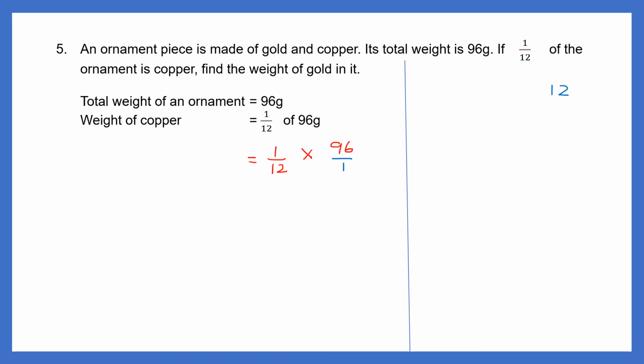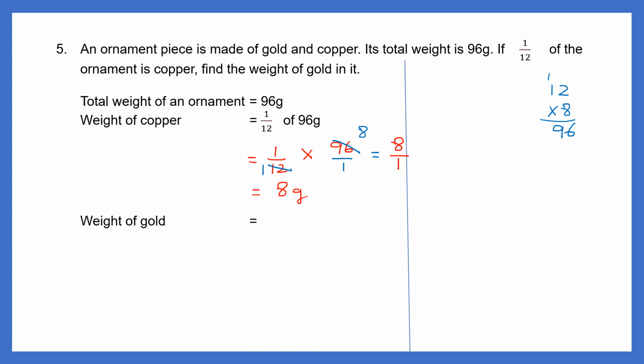Let's see, 12 into something will give us 96. Let's try 8. 8 twos are 16. Carry 1. 8 ones are 8, 9. So 12 eights are 96. So let's cancel both 12 and 96 by 12. 12 ones are 12. 12 eights are 96. Now let's multiply the numerators. 1 eights are 8. 1 ones are 1, which is 8 grams. So weight of copper is 8 grams.